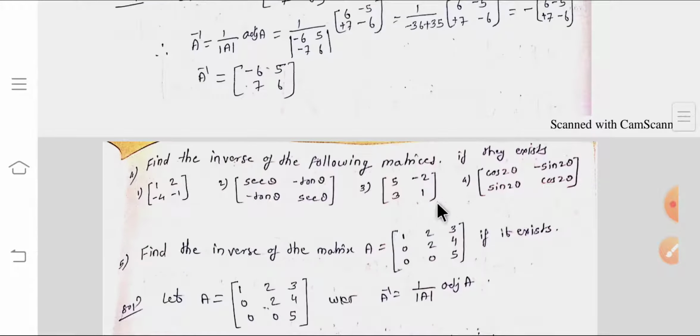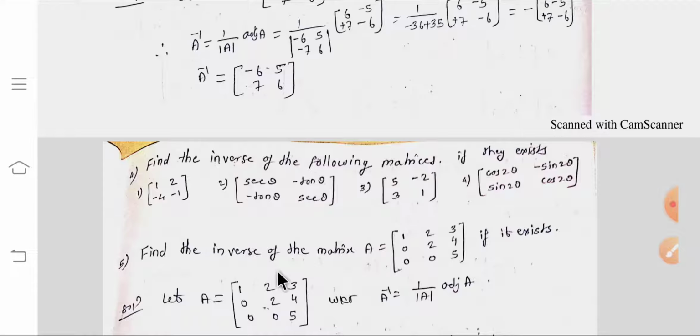Now similarly you try these examples for order 2. Find the inverse of the following matrices. The first one is the matrix [1 2; -4 -1], then [sec theta, -tan theta; sec theta, 5], then [-2 3; 1 ...], and [cos 2 theta, -sin 2 theta; ... cos 2 theta]. Find out the inverse. These are simple examples.